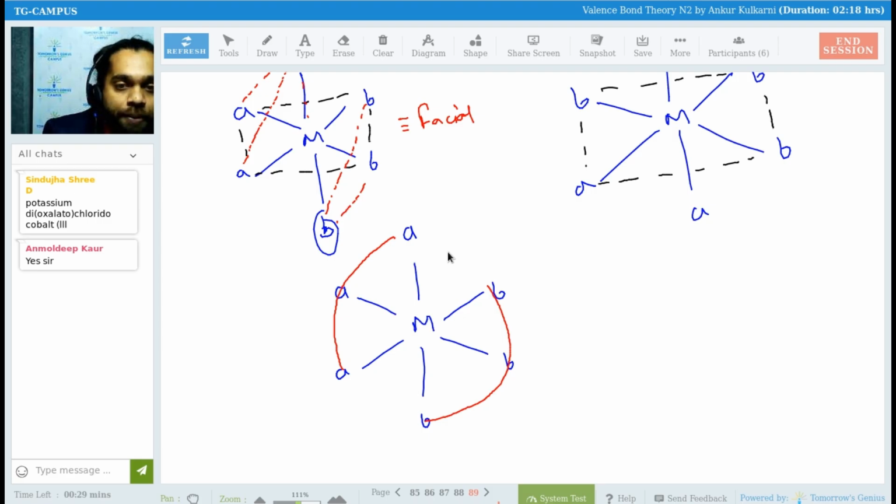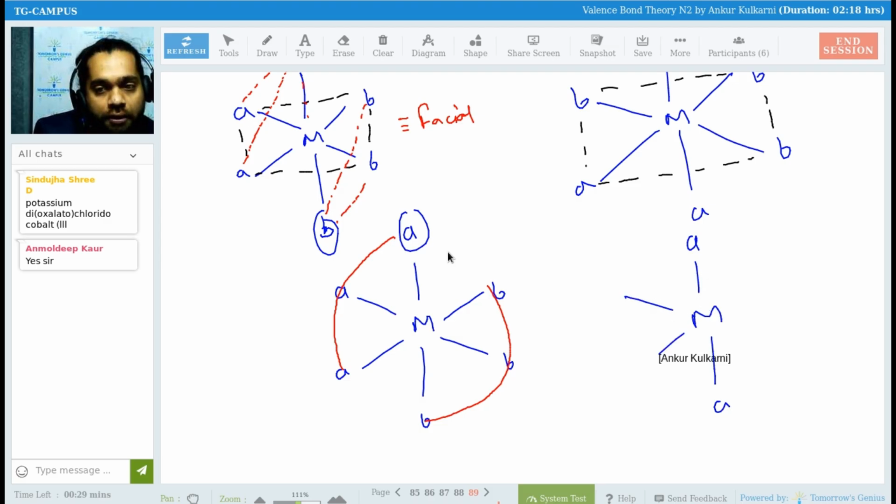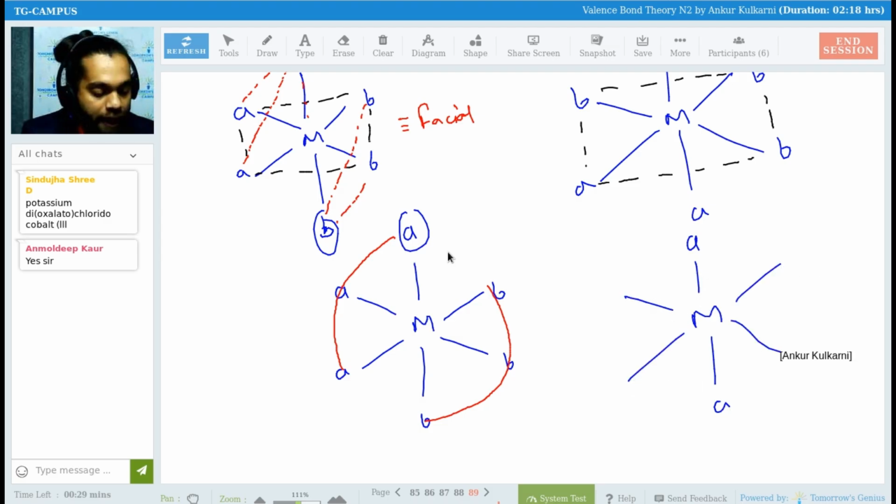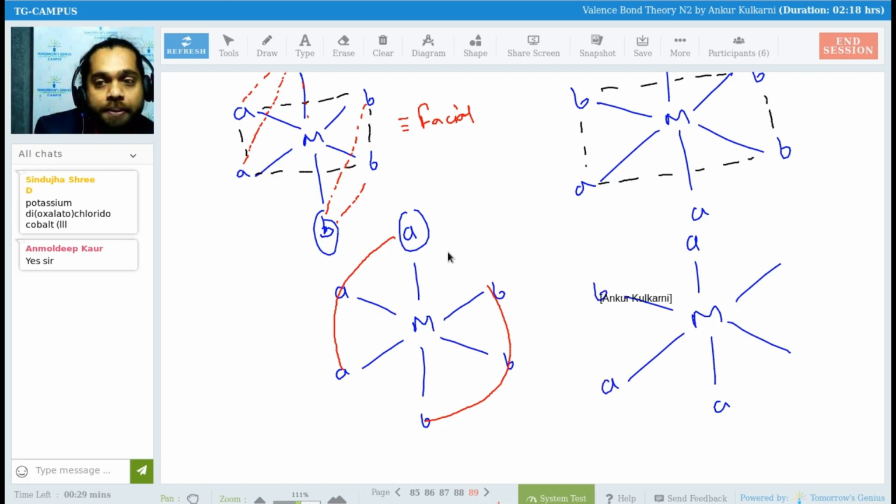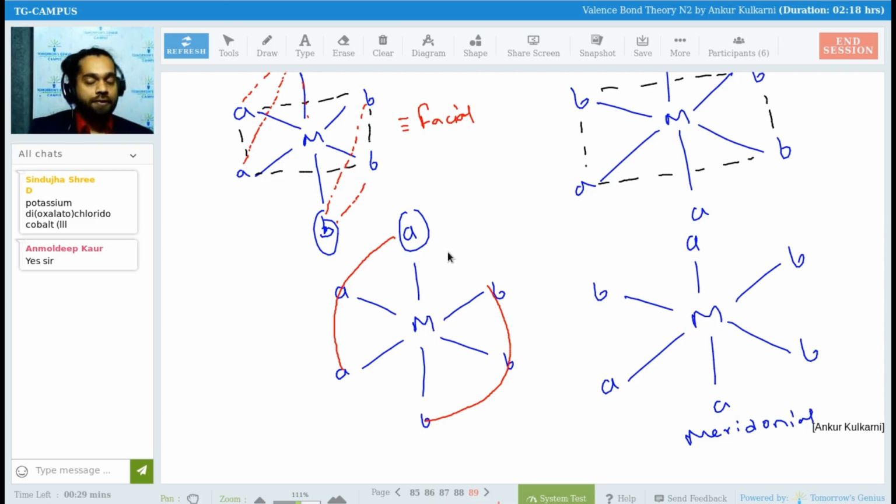Then look at the meridional. In the facial, A and B are opposite, correct? Simply in meridional, make AA on the opposite. Done. Then it cannot be facial, because AA are in the opposite face. It can never be a facial then, correct? So let us say A over here, B over here, B over here, B over here. Those three are not together now. So it is meridional. Clear, Jason? Facial and meridional.